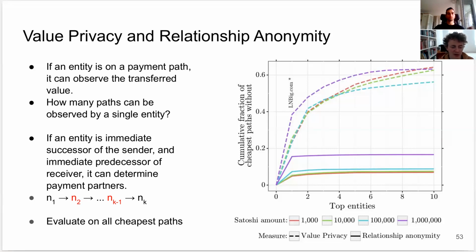And in terms of relationship anonymity, they can see something like 15 to 17% of the payment partners if the value is sufficiently large. Now, for smaller values, this obviously decreases because you're not as much forced to go through these big players. But suppose these big players were to collude, of course, then they could learn even more.